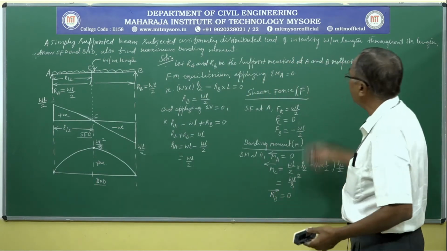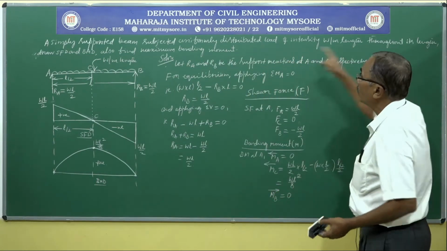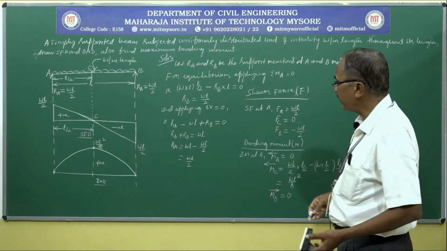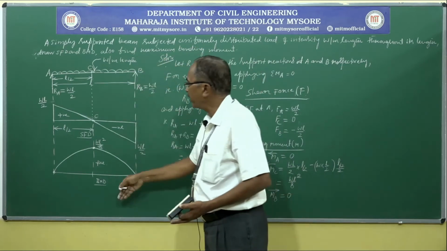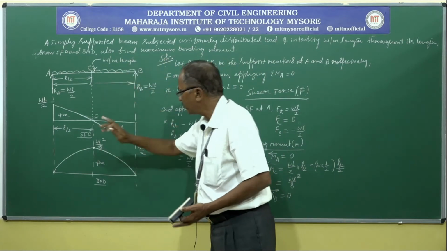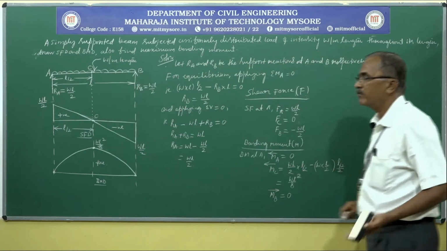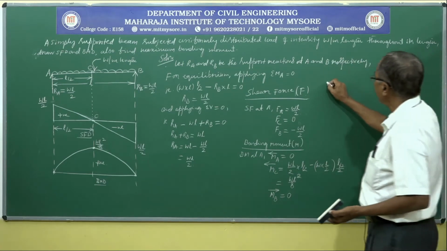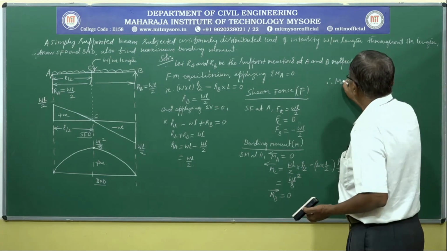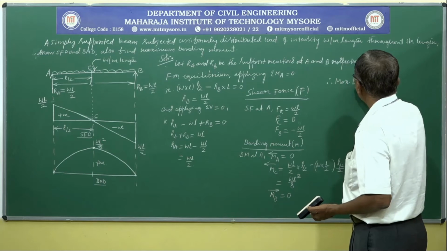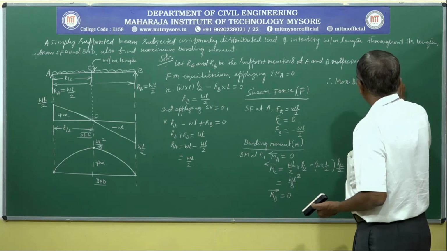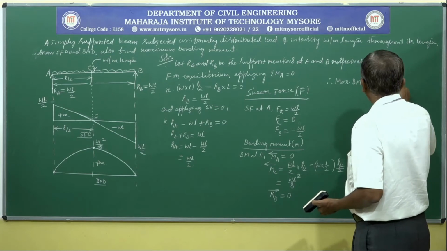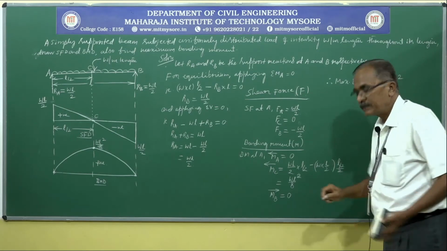point C, and it is asked to find the maximum bending moment. Even otherwise, if you simply draw the bending moment diagram and shear force diagram, whatever value we obtain at the middle will be the maximum bending moment. Therefore, maximum bending moment is equal to MC, that is equal to WL square by 8.